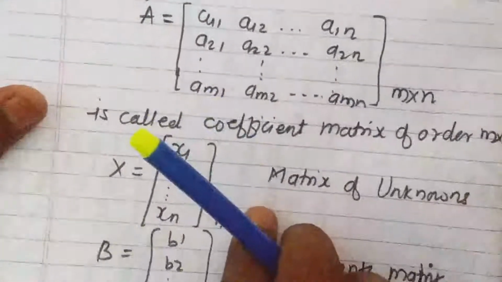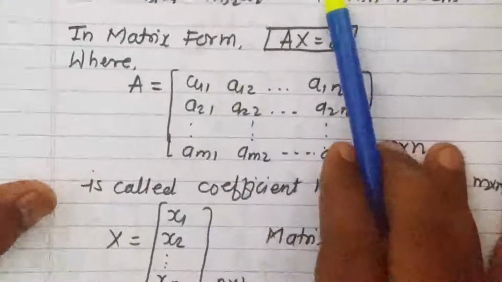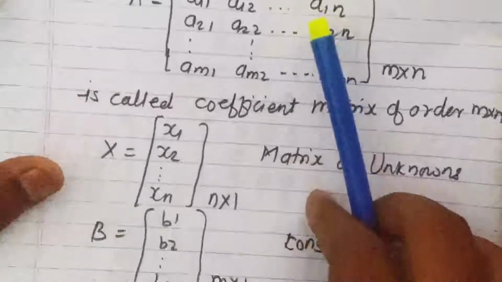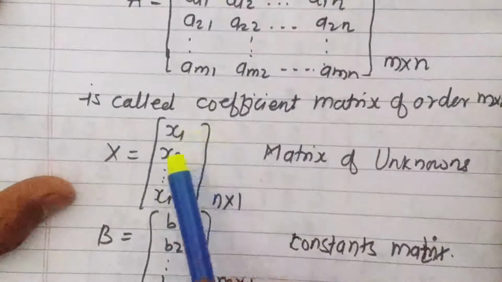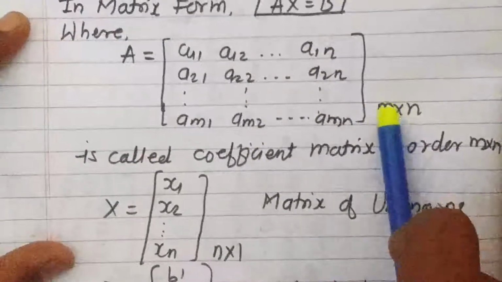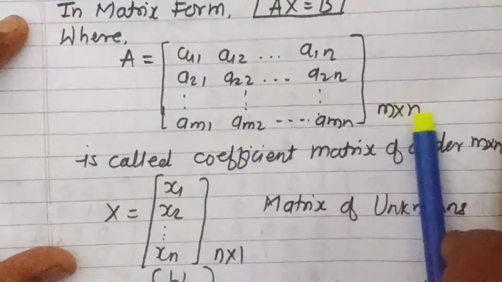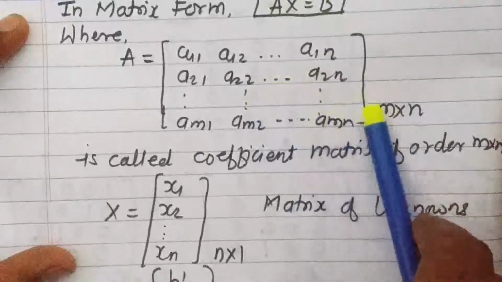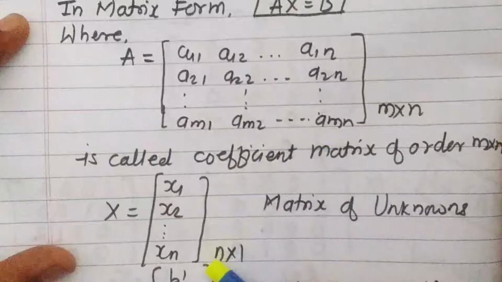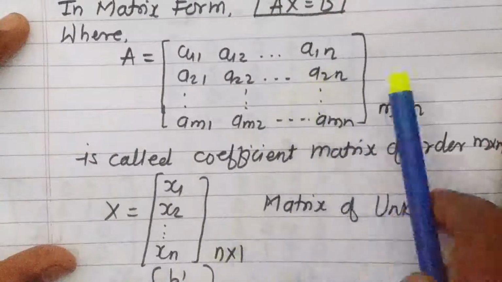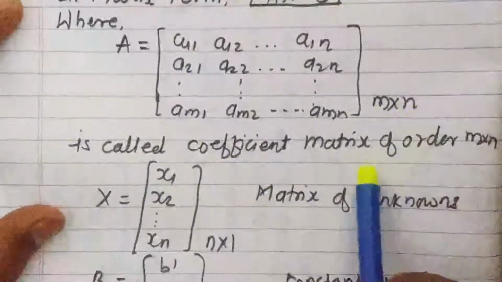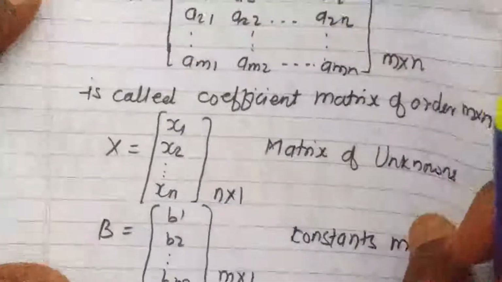Capital X is the matrix of unknowns. There are n unknowns x1, x2, up to xn, which we write in the form of a column vector. Its order is n by 1, and the order of A is m by n. So we can multiply A with X, because the number of columns of matrix A is the same as the number of rows of X. Hence the multiplication is possible, and the resulting matrix will be of order m by 1, that is matrix B.